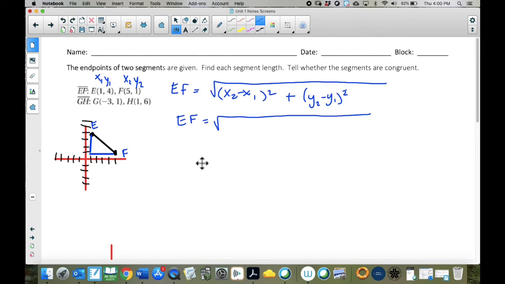Okay, I got some things set up here. First of all, I plotted my points. The point 1, 4 and the point 5, 1 are here. I need to find the length of that segment. I also labeled my points over here: x1, y1, x2, y2.